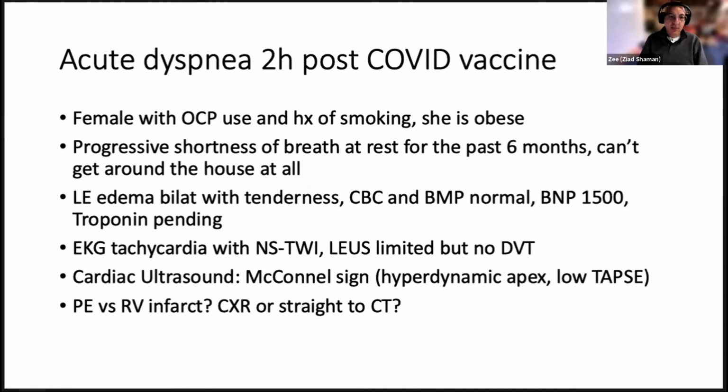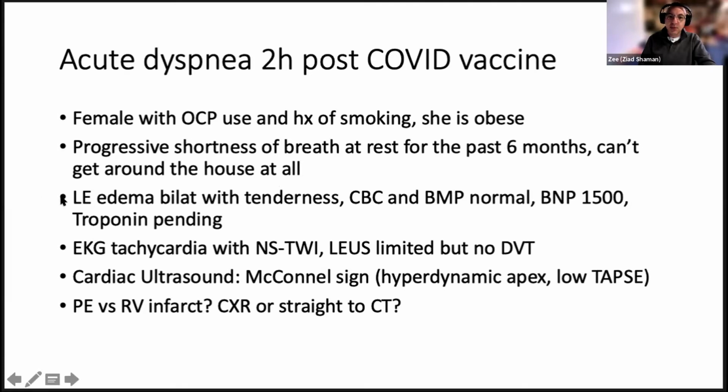And here I start with a case, of course. Acute dyspnea 2 hours after COVID vaccine injection. This is a lady who uses oral contraceptive pills and has history of smoking. She is on the heavy side. She did come in with progressive shortness of breath. It worsened after the COVID vaccine, but she says that it's been going on for about 6 months. She can't get around the house at all now. So it's been progressively getting worse. She does have lower extremity edema with tenderness.